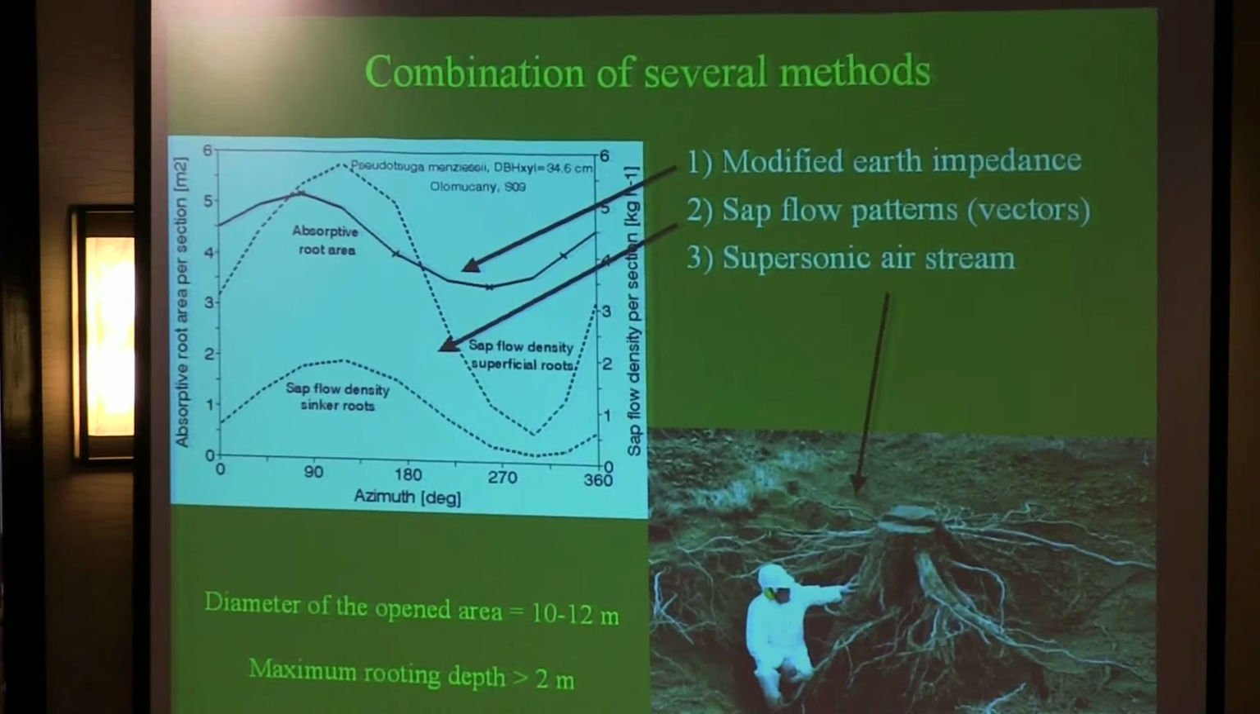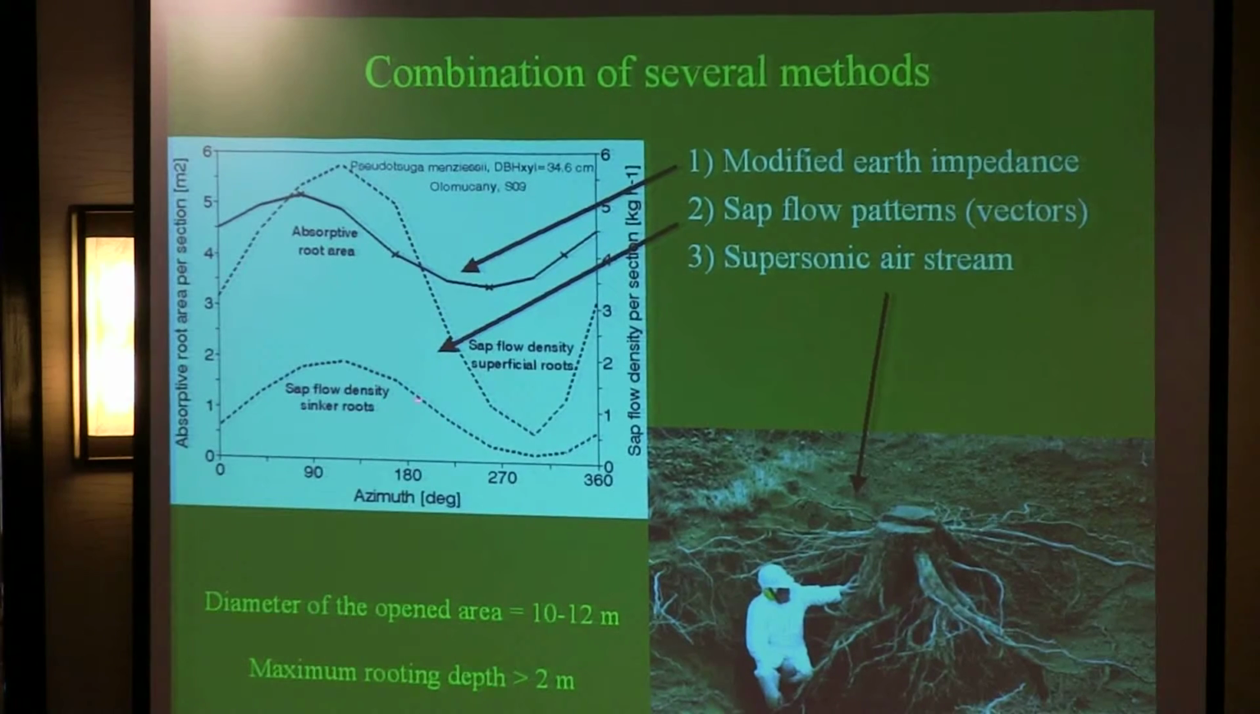Okay, this is an example of the tree. We measured sap flow rate in this tree from two opposite sides. From one side, it shows these high values. From other side, very low values. So difference about one order. And so it was very surprising for us. That's why we opened this tree by the airspade.